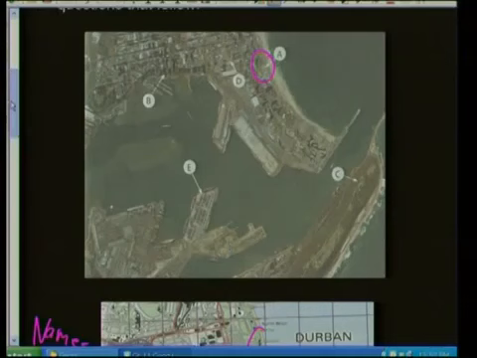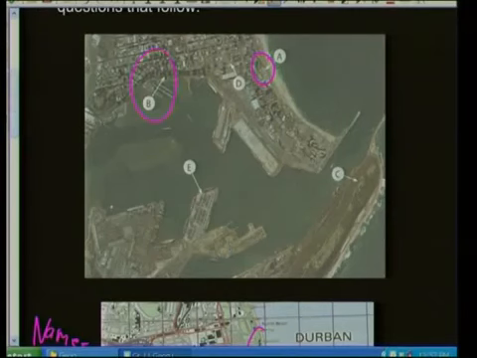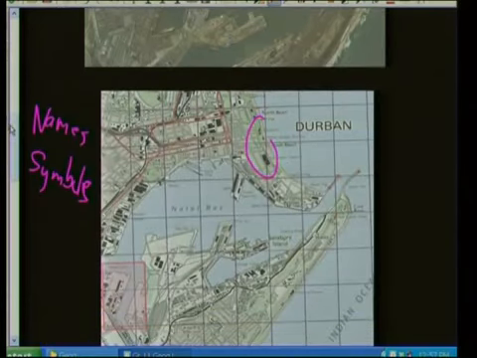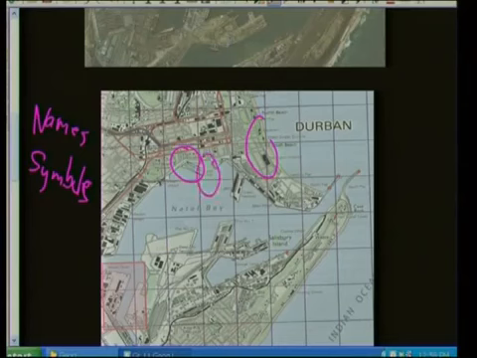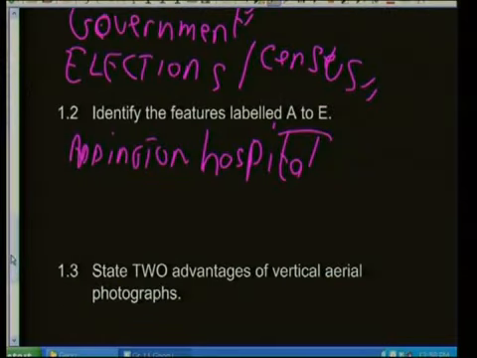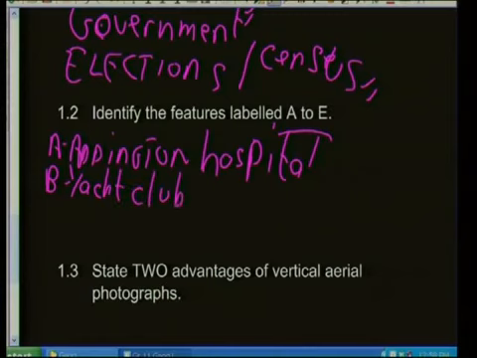Okay, let's look at B. And I want to take it up to B here. What is B in that area? Again, if I go to my area here, I can see the word yacht club associated in the area. All right? Very quickly, that's my answer. Yacht club. So A is that. B is, please excuse my writing, I'm an old man.